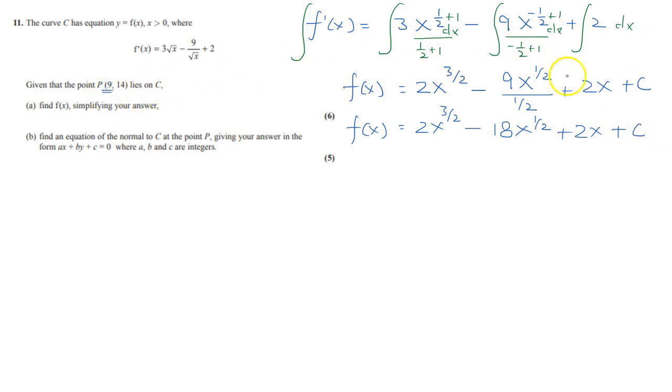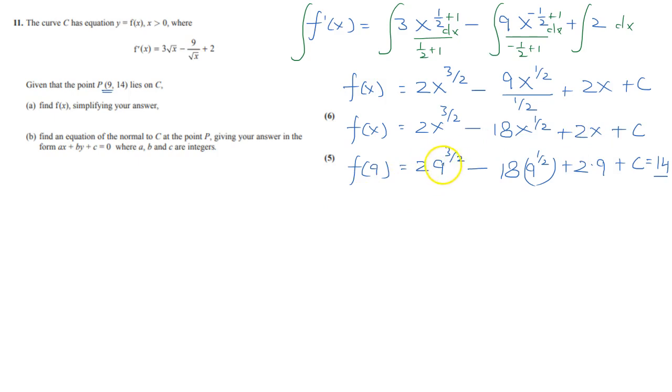It is passing through 9. So f9 is equal to 2, 9 to the power 3 over 2 minus 18, 9 to the power half plus 2 multiply 9 plus c. f9 is 14. This is the most important part here, f9. If you put x is equal to 9, you will get y as 14.